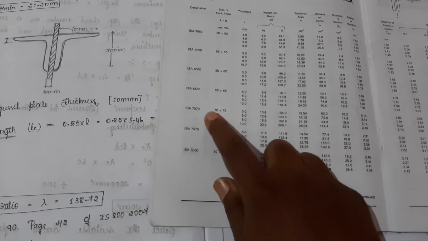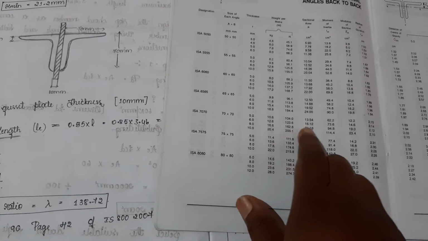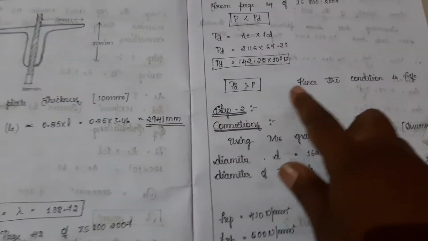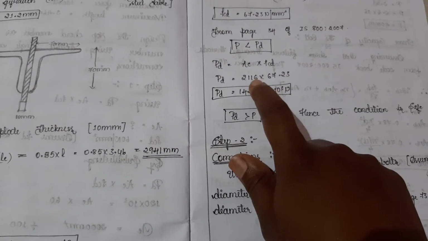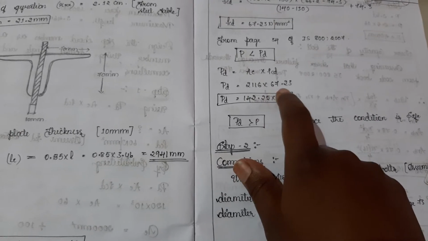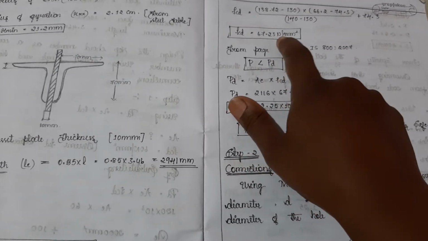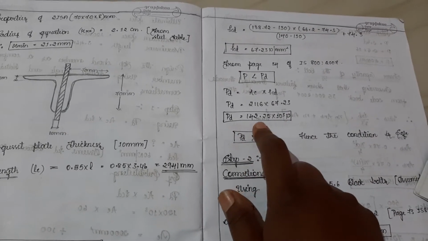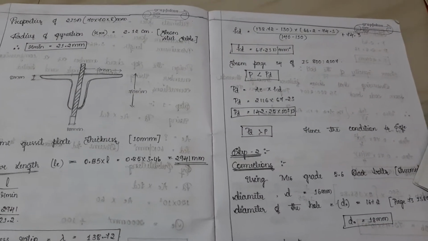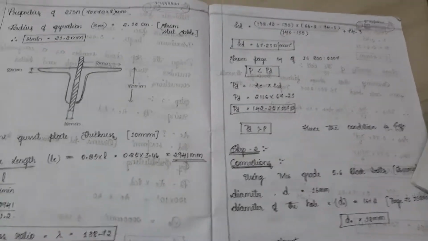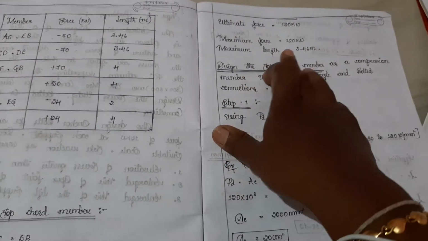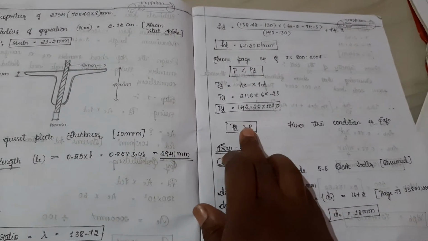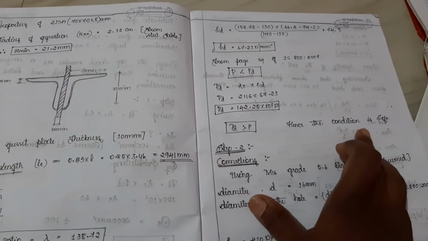For your 70 by 70 by 8, what was your area? Area was 21.16, so here what we have substituted is 2116 mm², and FCD, which you calculated over here. That FCD, how much did you get? 142.25. This value is greater than the ultimate force you calculated, 120 kilonewton. So the condition is safe.